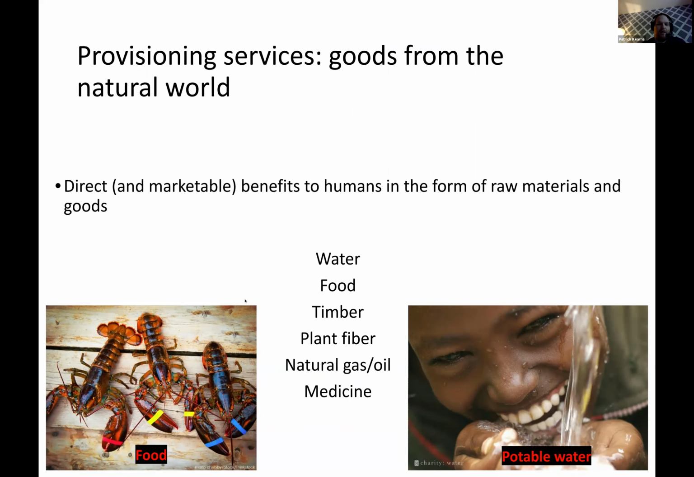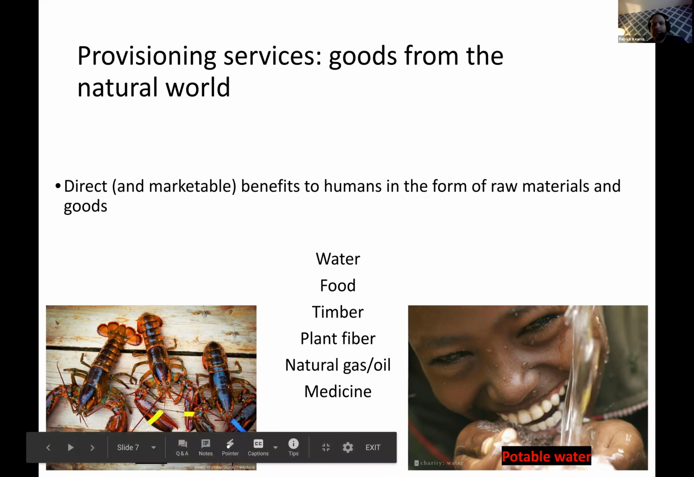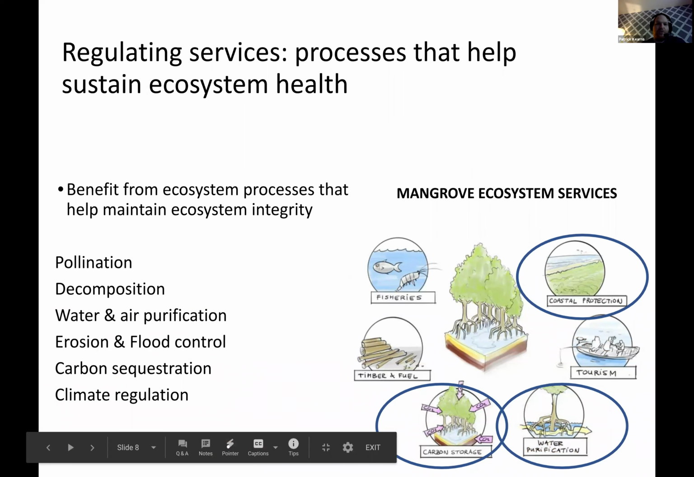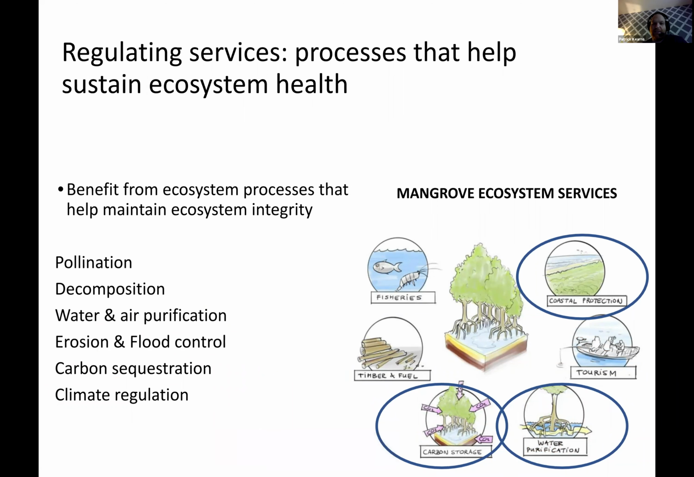And then the obvious other one that is encompassed by these things is animal biomass as well, food. Next, we have regulating services. So these are processes that help sustain ecosystem health, and these help essentially maintain that category of ecosystem integrity. And these include things we don't really think about, but they include pollination, decomposition or recycling of nutrients within an ecosystem, water and air purification, erosion and flood control, carbon sequestration, and climate regulation.